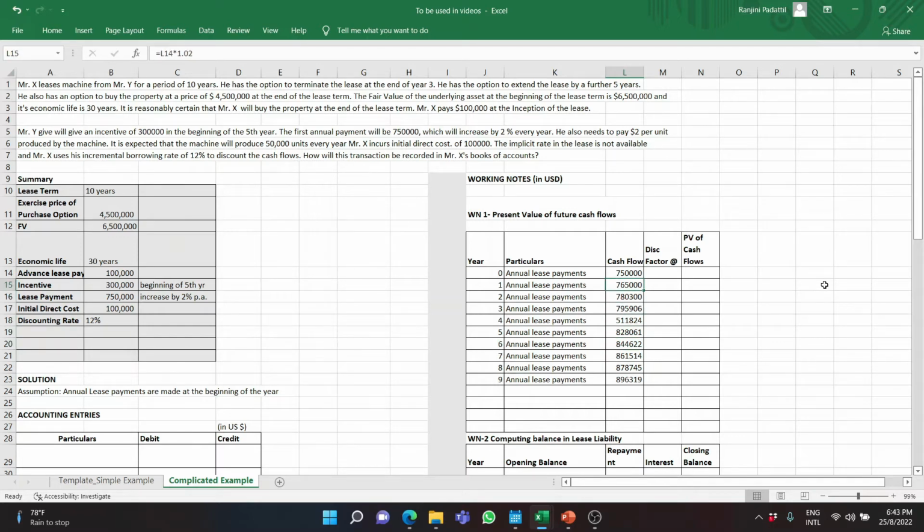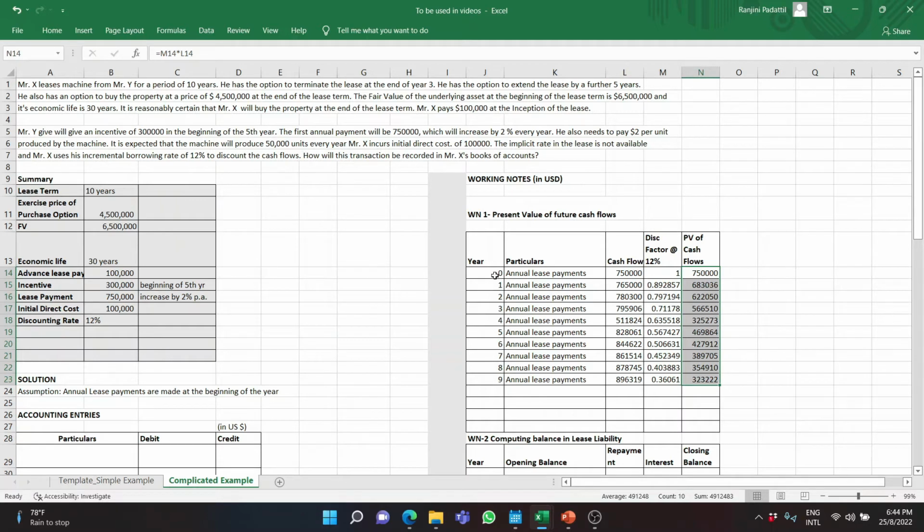Right? Now we come to discounting factor. At what rate is it? It is 12%. And we calculate the formula as 1 divided by 1.12 to the power of the year. Discounting factor of today will always be 1. Copy that across. Okay. And now the present value of the cash flows is easy.